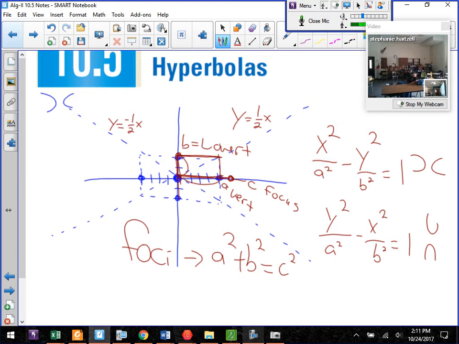Now, here's the crazy part about how to graph these. All you have to do is this. Hug your asymptote, go through the vertex, hug your asymptote. And that's what they look like. There's no variance to it.